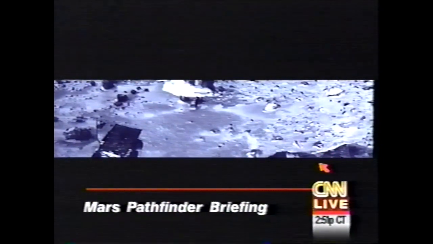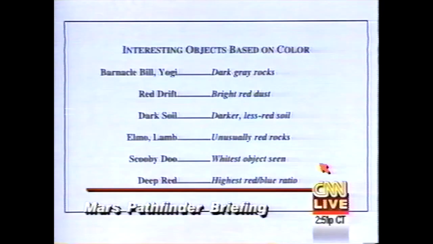And finally, if I could have the last slide, just kind of a review. These are the things I've mentioned, and just gives you an idea of kind of what we're looking at. These are just some interesting objects based on color that we see in this particular scene. And again, I like to point out Scooby-Doo is the whitest object we've seen, and I think we'll probably be hearing a lot more about this in the next few days as we get some more information on it.